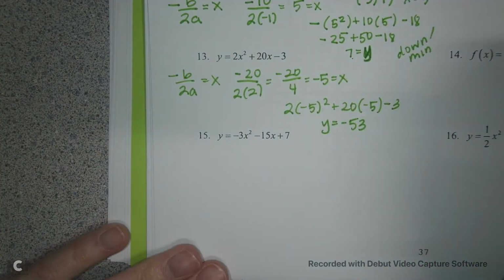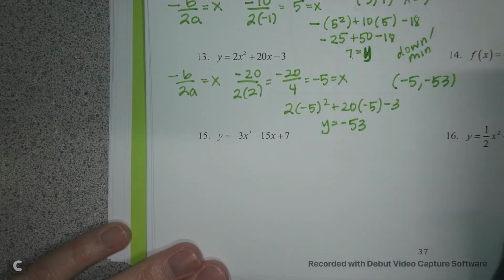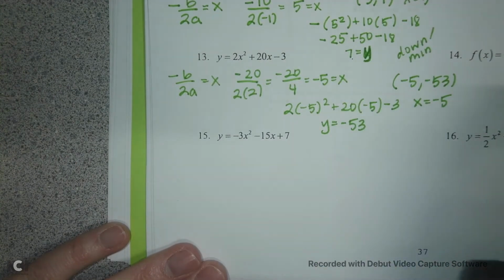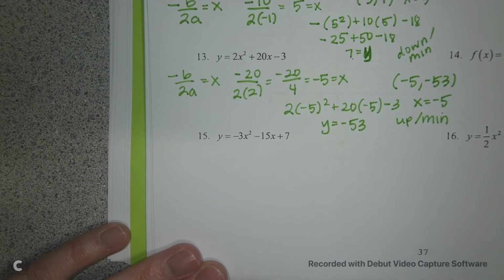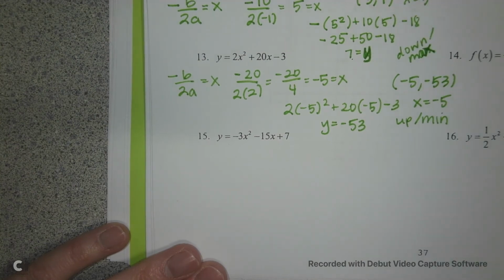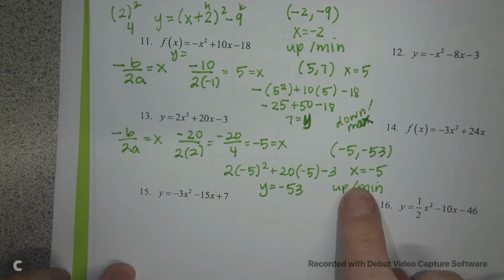So then we write our vertex, which is at negative 5, negative 53. My axis of symmetry is x equals negative 5. And since my 2 is positive, it's an up and a min. Oh, it's a down and a max. I'm so silly. M-A-X for the other one. Sorry. I fixed it. Down max on 11, up min for 13.